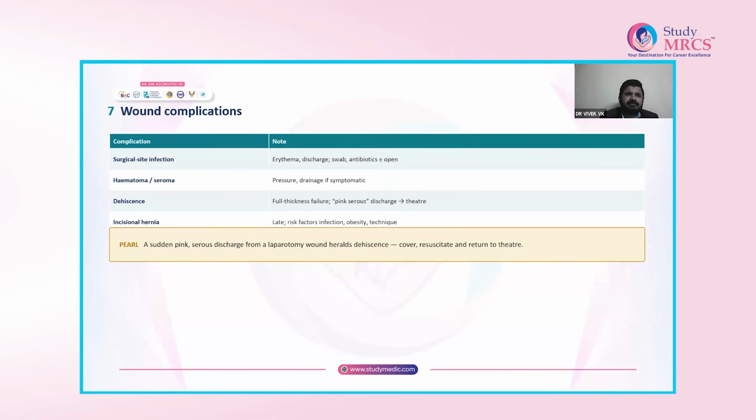So regarding wound complications, it could be surgical site infection. Any patient with discharge from the surgical wound in the post-operative period has a surgical site infection. Locally on examination, you will see erythema around the wound. You have to open the wound, take a swab for culture and sensitivity, and start antibiotics according to local trust policy. For hematoma or seroma, you can compress and you have to drain if the patient is symptomatic.